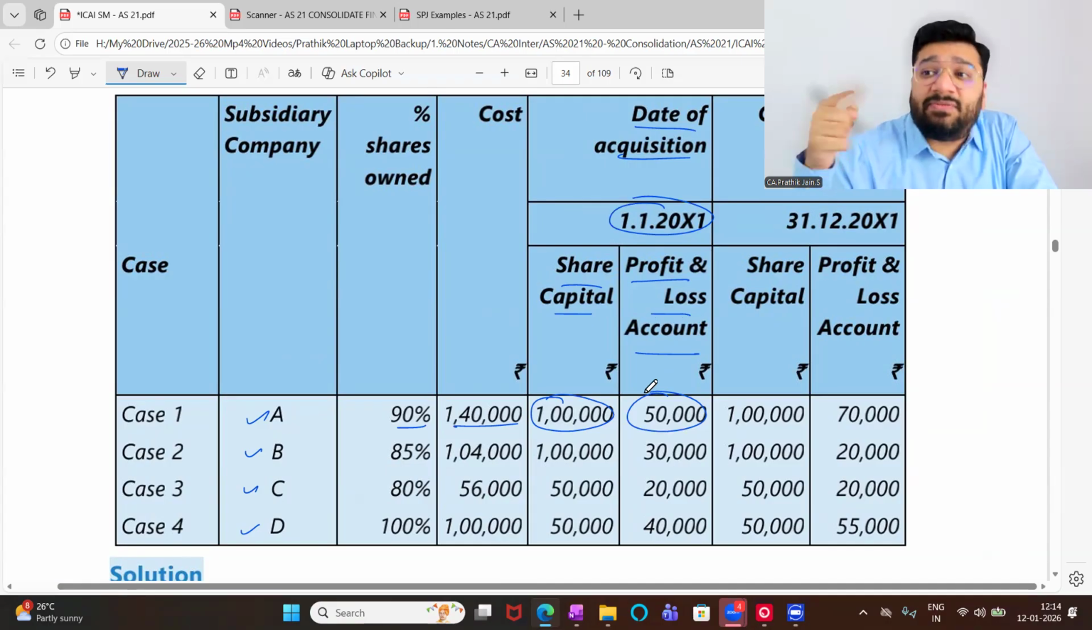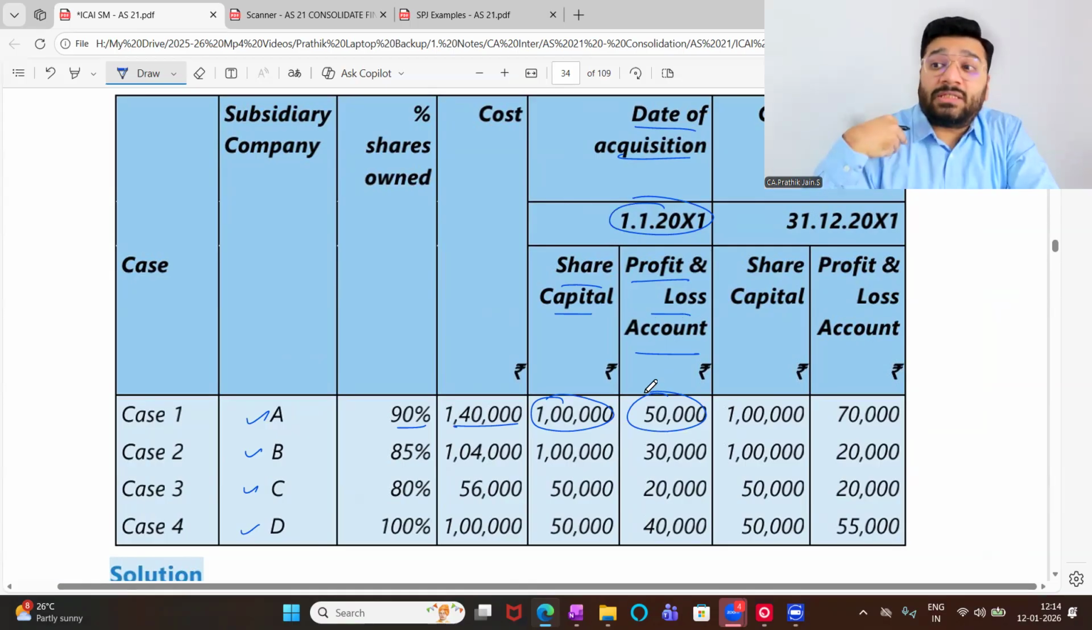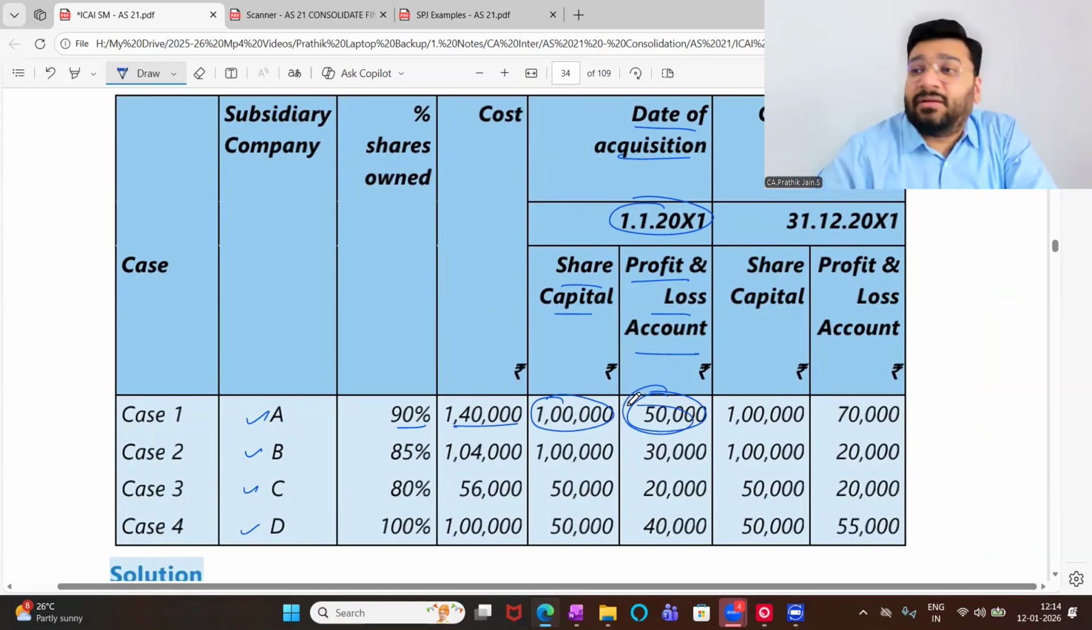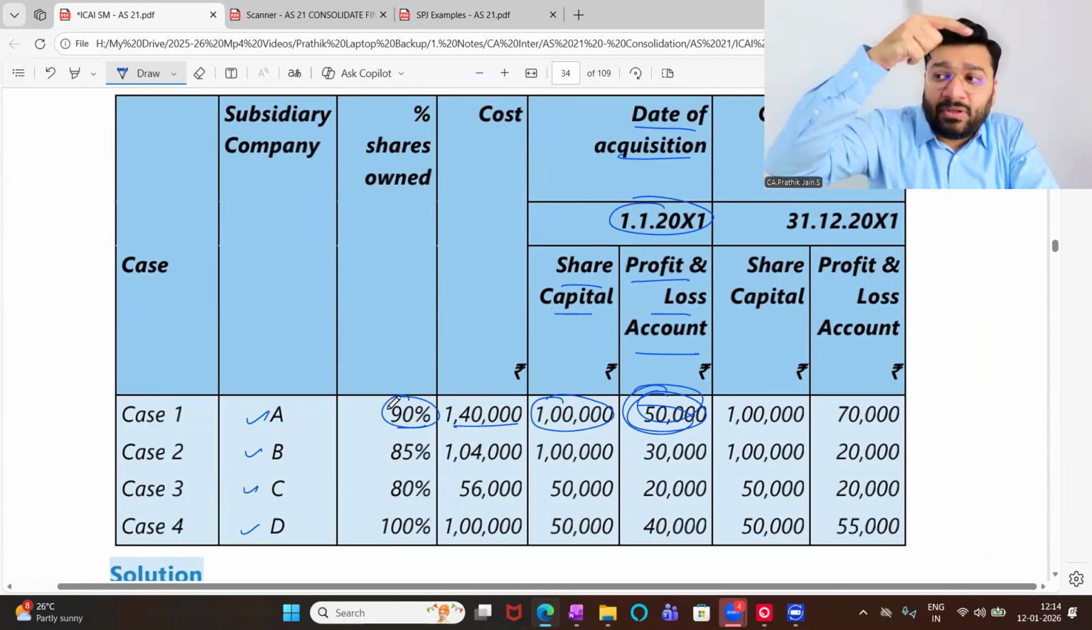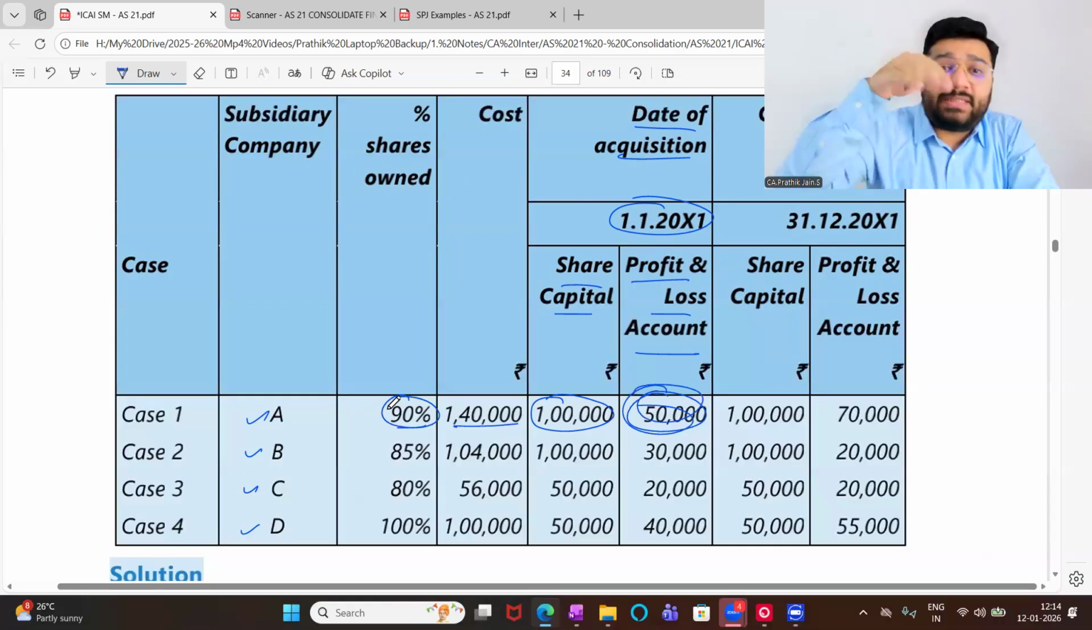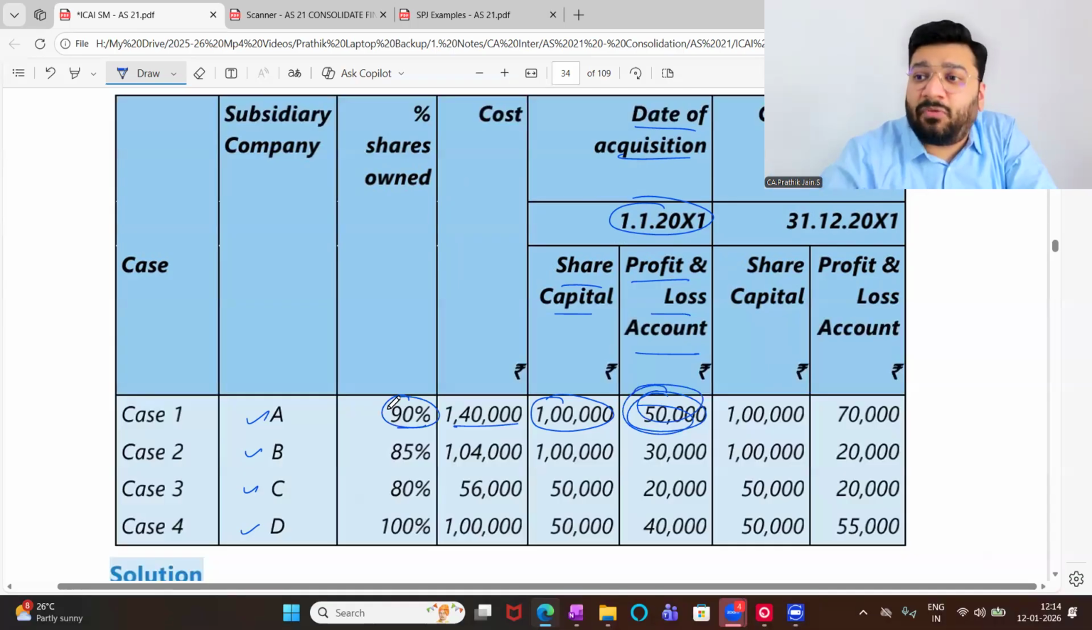The 90% which belongs to us is technically our pre-acquisition profit. It will belong to us provided I pay money to buy it, because this 50,000 belongs to somebody else. From that somebody else, I've got a 90% stake. If I have to get that money, I have to purchase that profit from him. So this is pre-acquisition profit, which is purchased profit. Will I pay the full 50,000? No, I'll pay 90% of that.